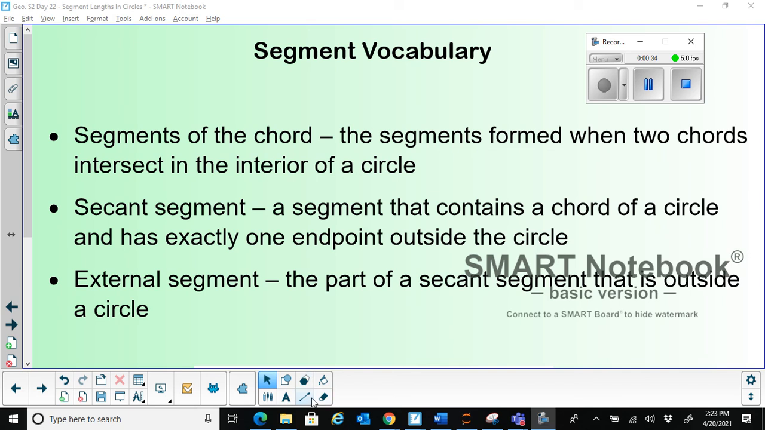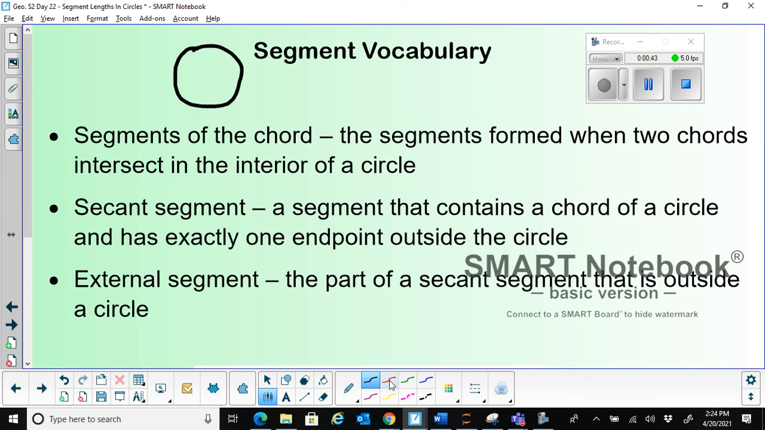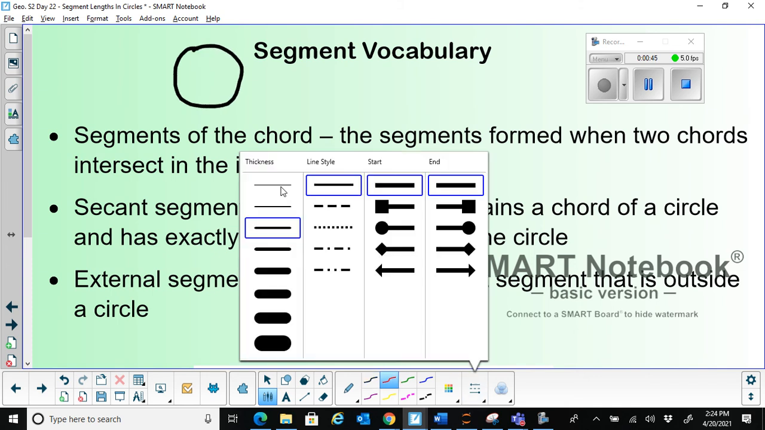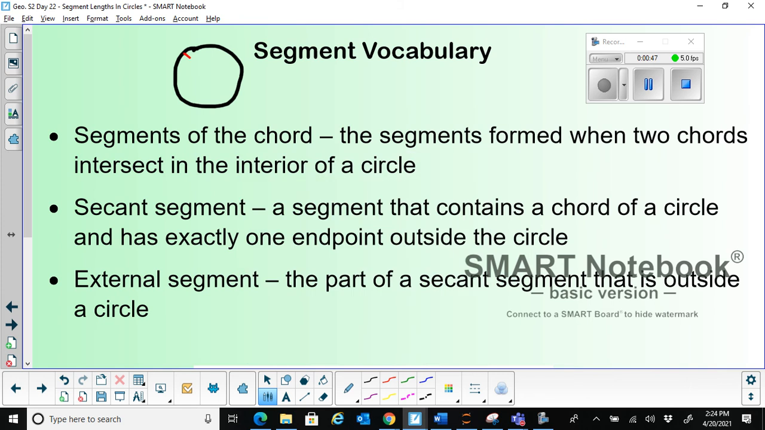So what they mean here is, if I have a circle and two chords intersecting, these two are called the segments of the chord. These are the segments of the chord.